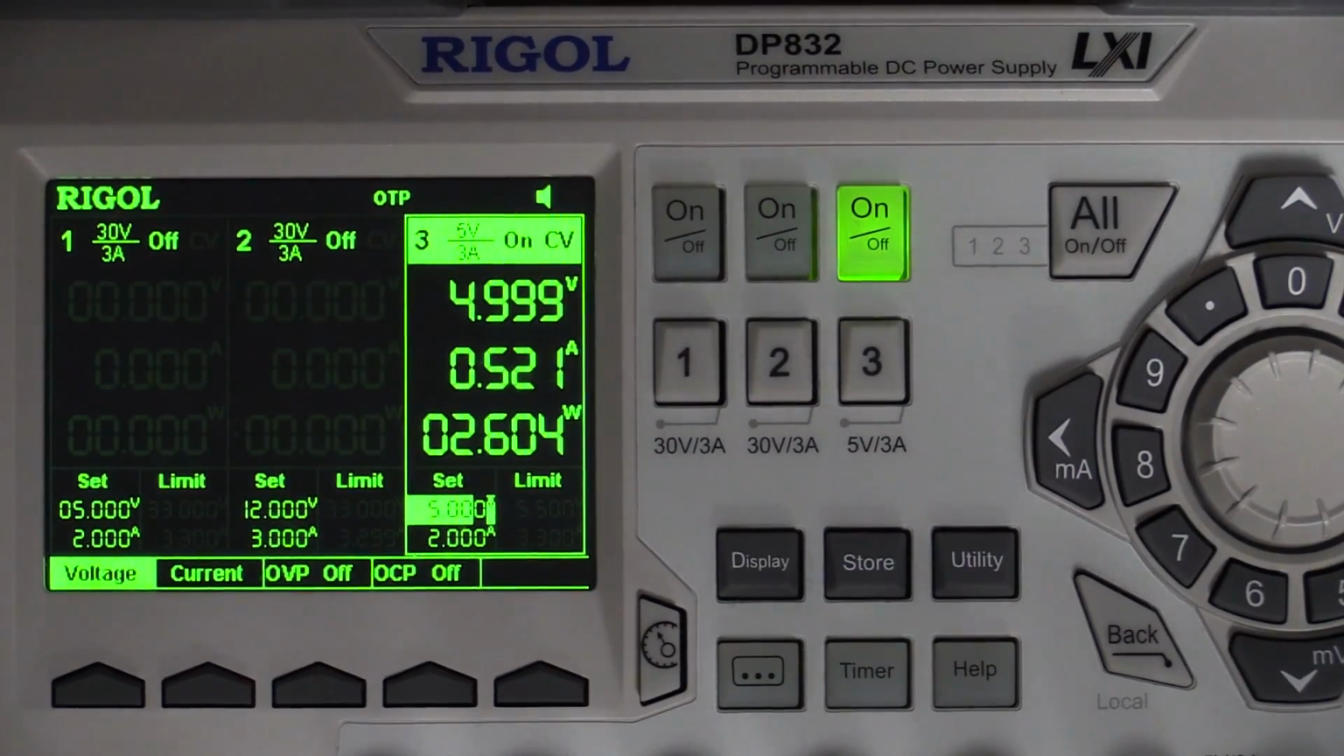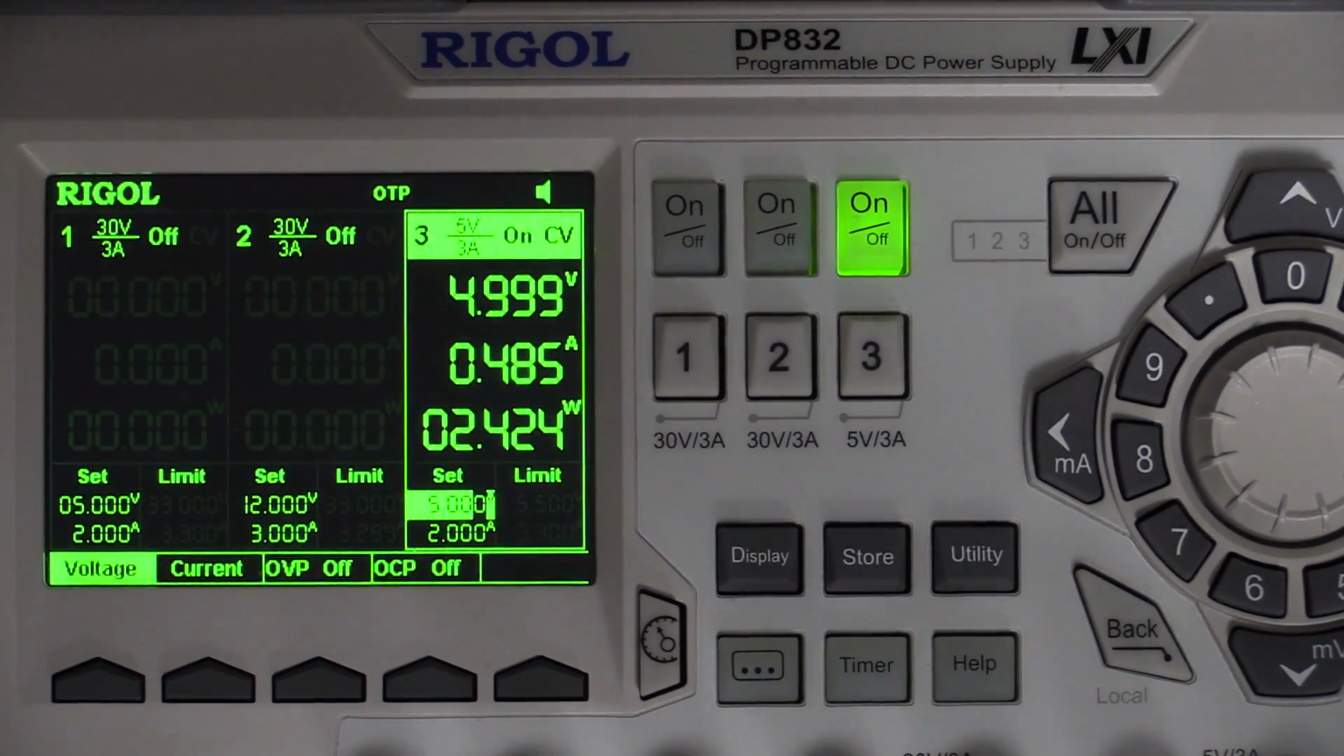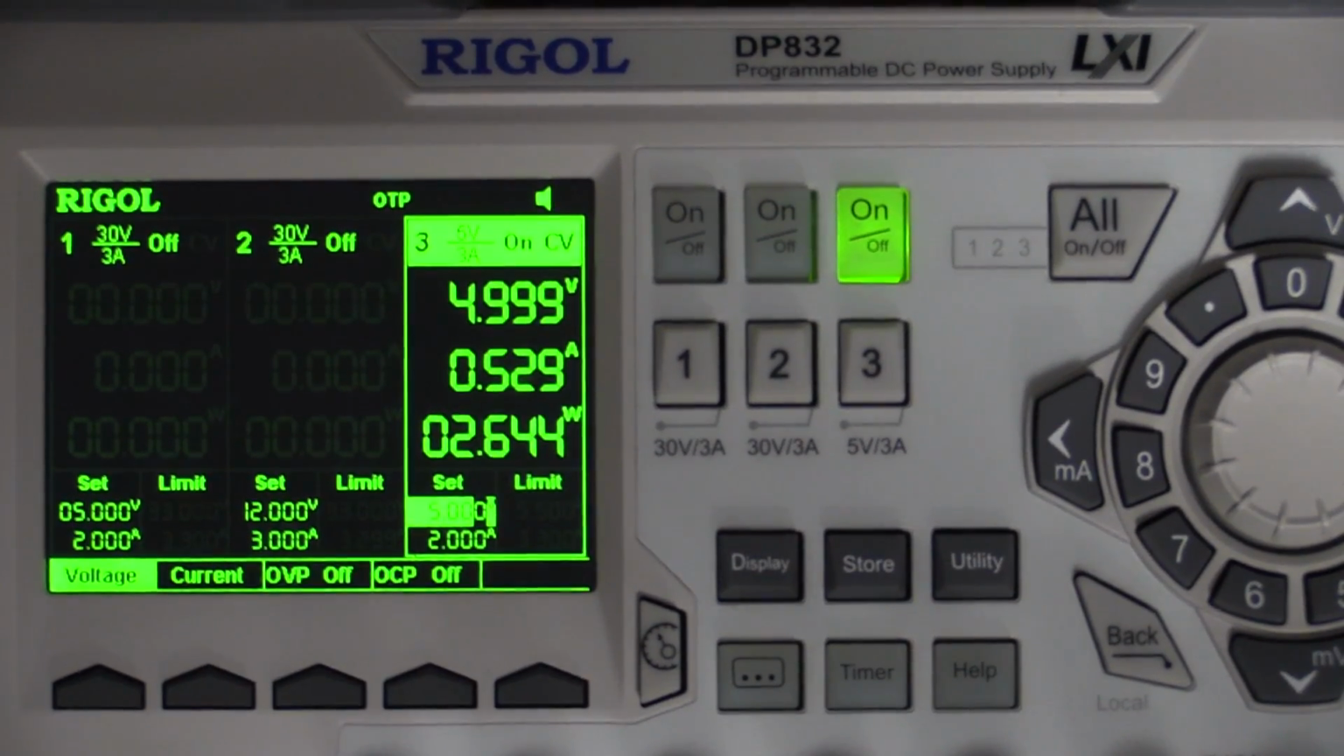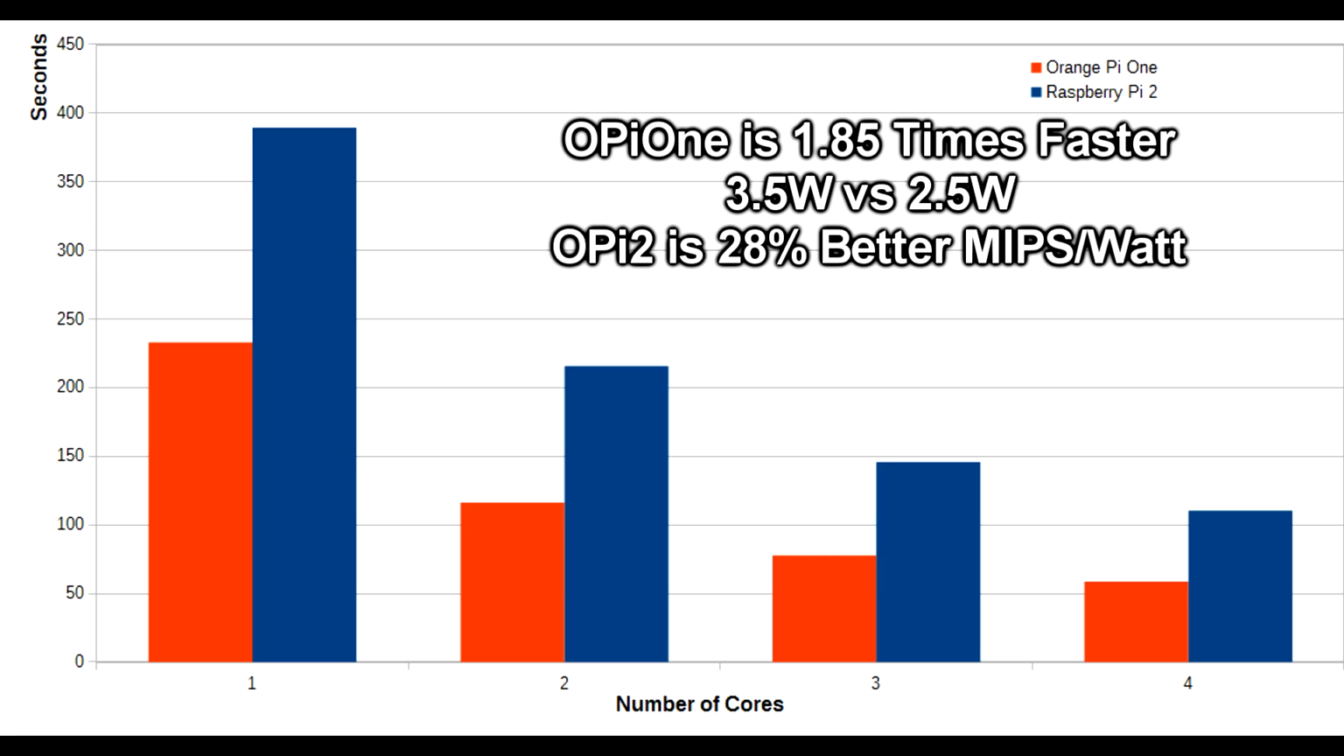And running full tilt Boinc with all four cores at 100%, the Raspberry Pi 2, about 2.5, 2.6 watts. And if we have a look at the benchmark figures for all four cores there, the orange one is obviously the Orange Pi 1, and you can see it's significantly faster there on either 1, 2, 3, or 4 cores. On 2, 3, and 4 cores, it's about 1.85 times faster. Whoa.